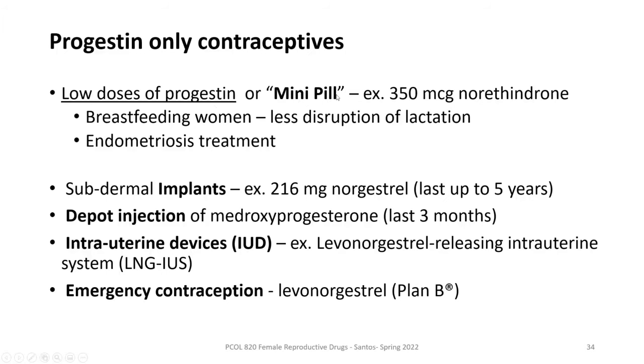Low doses of progestin, or the mini pill, are indicated in breastfeeding women because they can produce less disruption of lactation, and help to treat endometriosis. Subdermal implants, depot injection, like we mentioned, intrauterine devices, and it is also part of the formula of what we call Plan B, which is an emergency contraception pill.